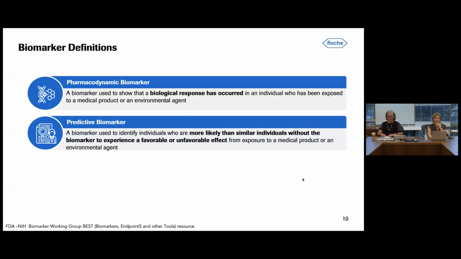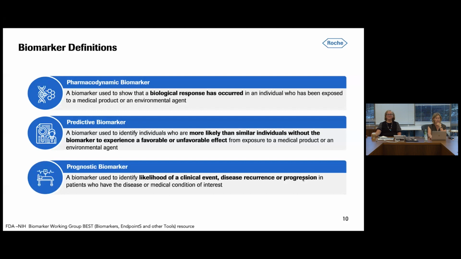This one really gets confused often with a prognostic biomarker, which is a biomarker used to identify the likelihood of a clinical event, disease recurrence or progression in patients who have the disease. And so a prognostic biomarker predicts disease. A predictive biomarker predicts response to a therapeutic. That is one way to keep them separate.